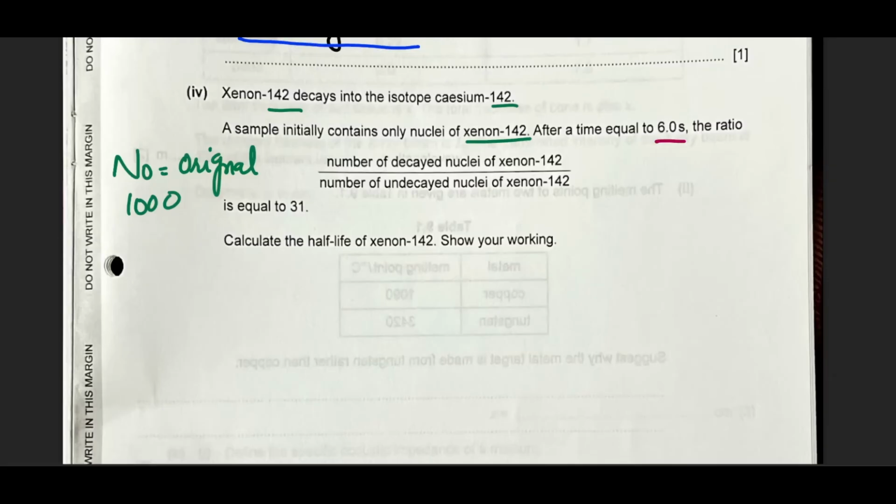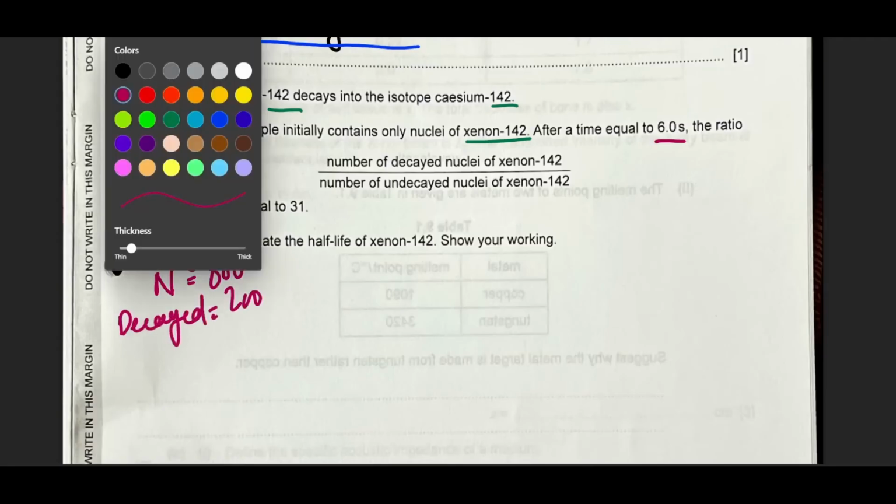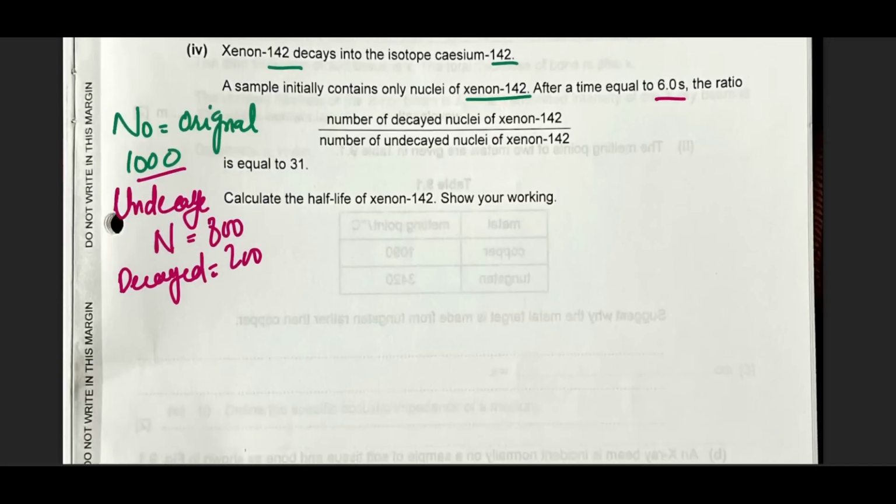What is this ratio? So let's consider the undecayed, the ones that did not decay, to be N. Let's say that 200 atoms have decayed. So this will be 200. And undecayed will be 800, as 1000 minus 200 will be 800. So how many have decayed? Decayed will be 200. I'm just putting these values for reference. Okay, no need to worry about that.